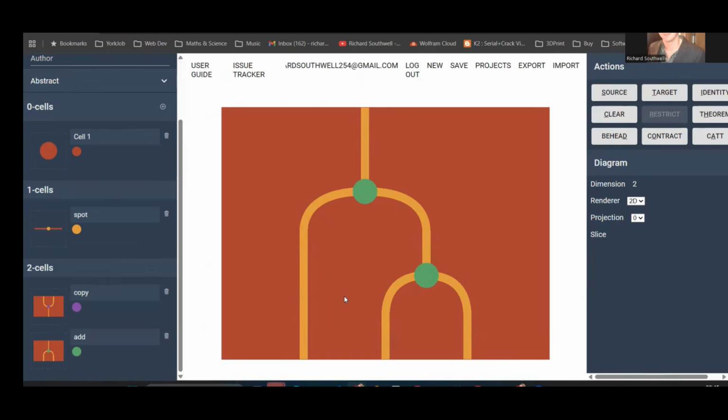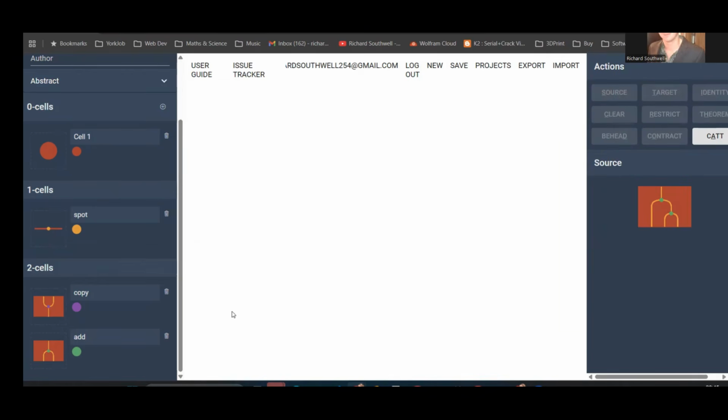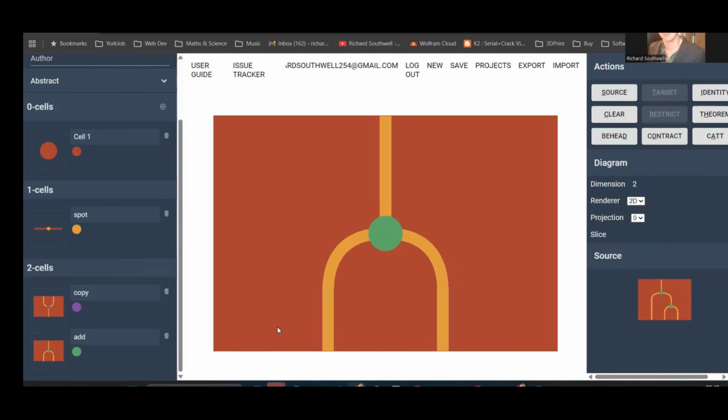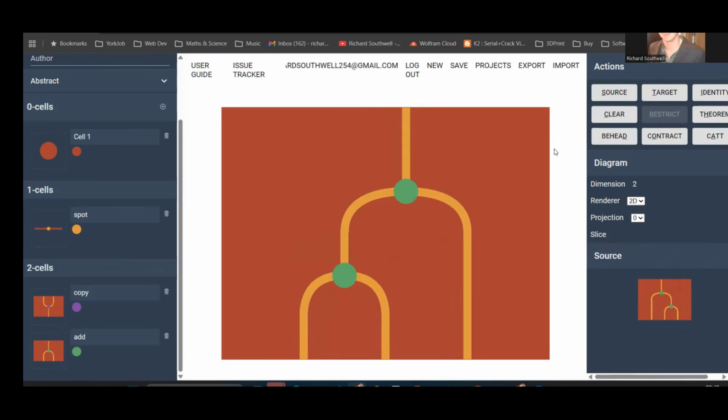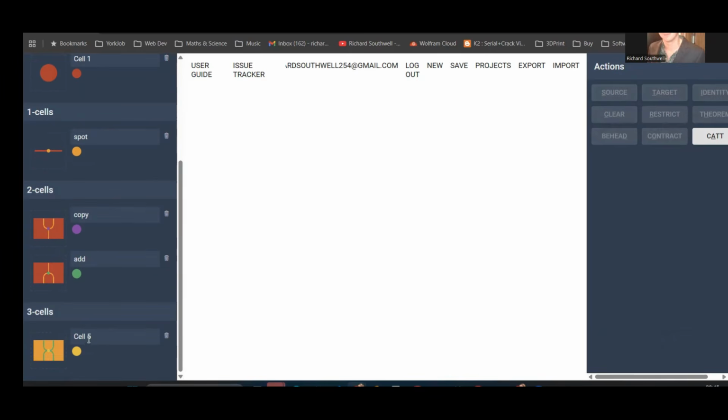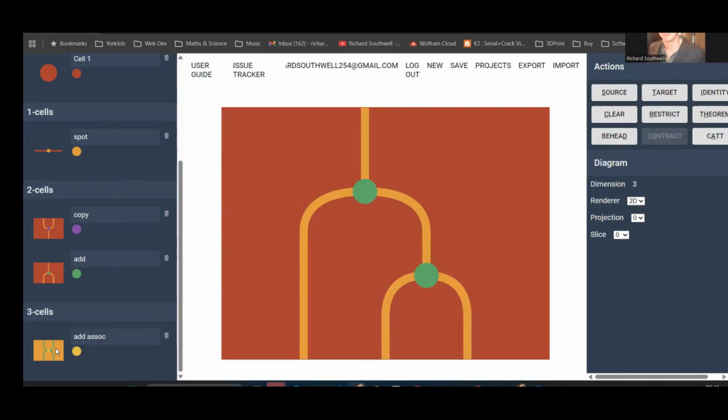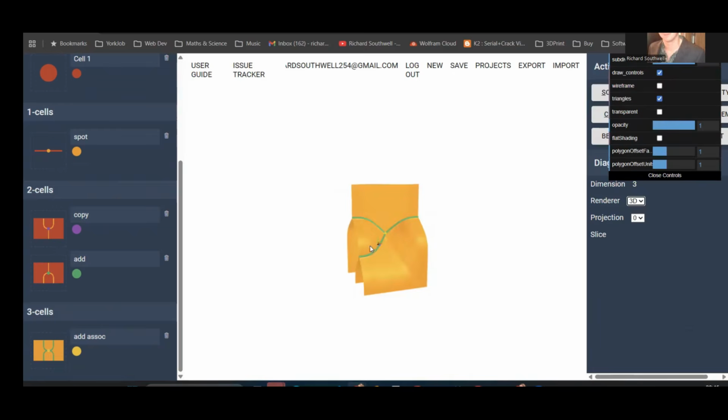So we want to now make a 3-cell that has this as its source. So we're going to click this as our source. And now we need to make our target. So it's the same thing. We click on add, except now we want to branch off on the left-hand side and have this as our target. And so now we have this 3-cell that we call add assoc. It's the associativity of addition. And we can make a 3-dimensional picture of it like so.